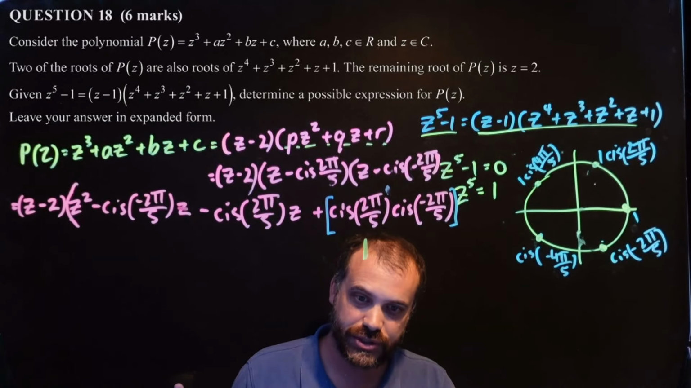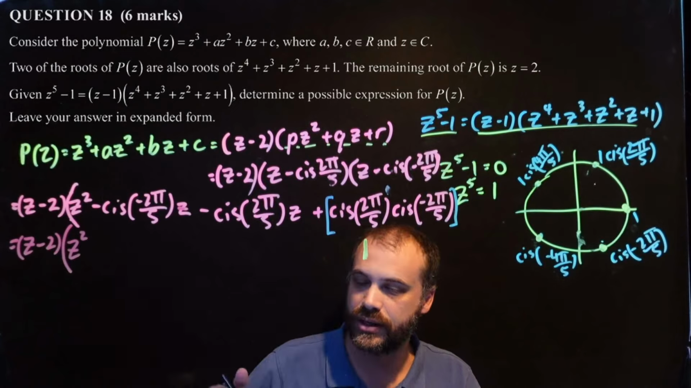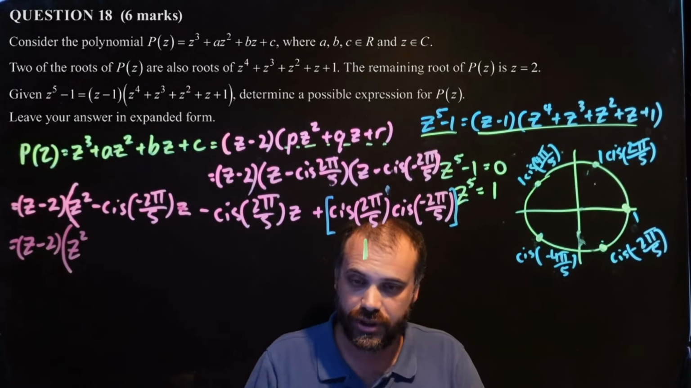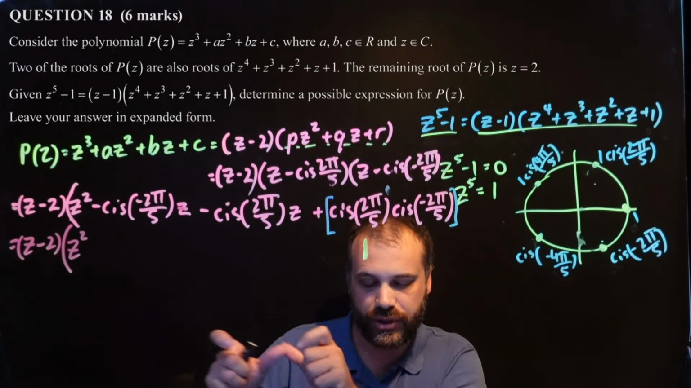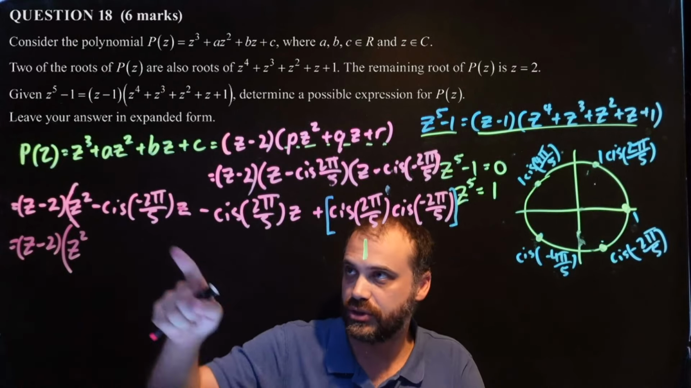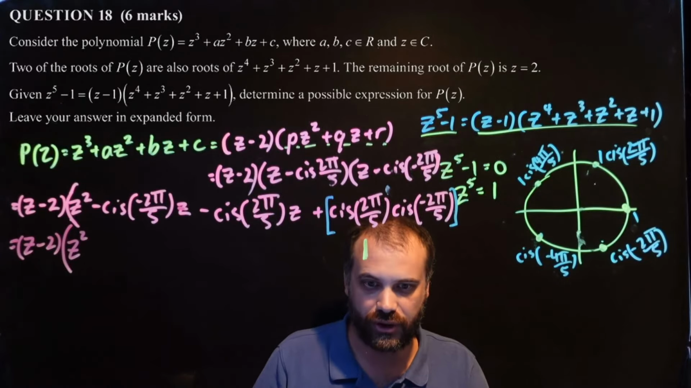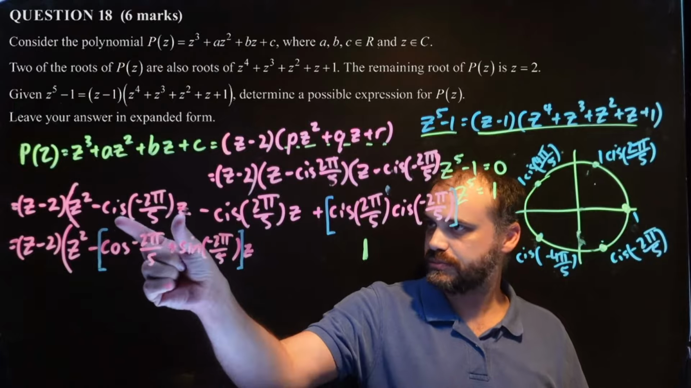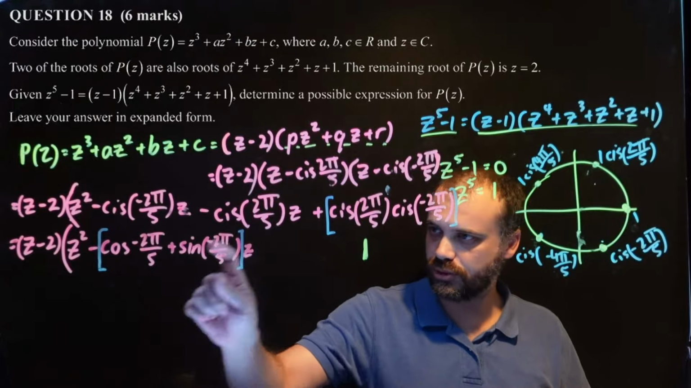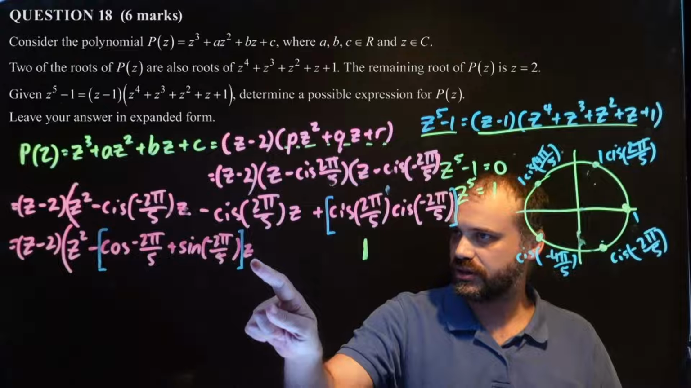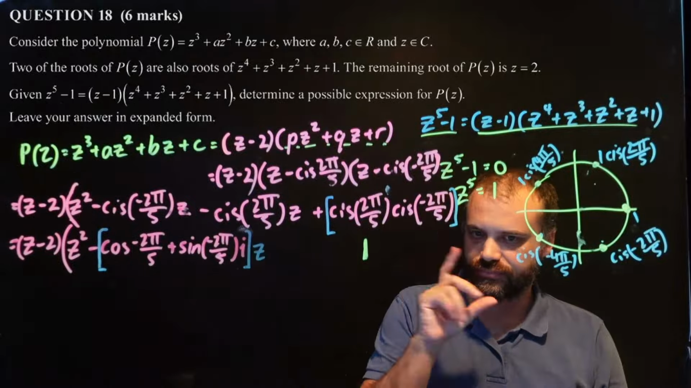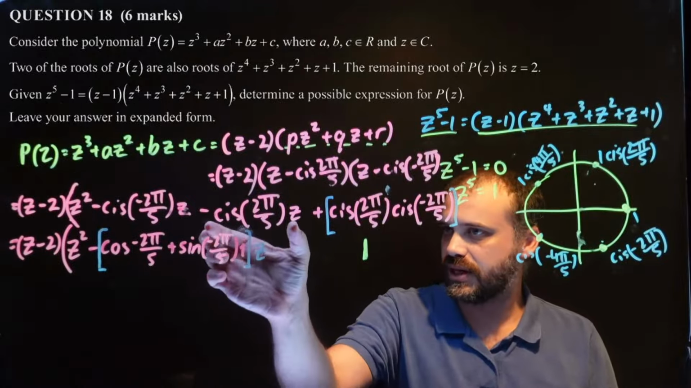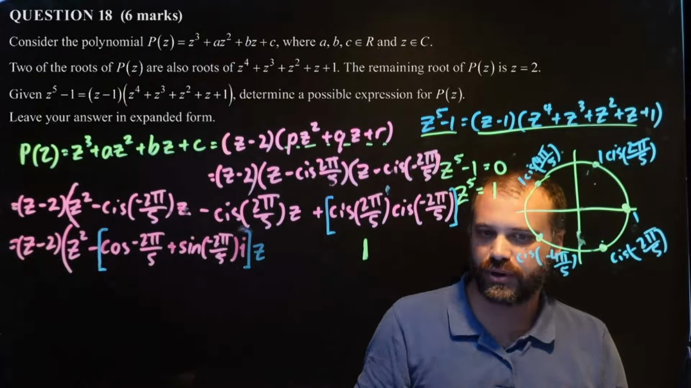We've still got our z minus 2, and we've still got our z squared. But this cis thing, let's break it now into its real component and its imaginary component. So cos of the angle, sine of the angle, i. That is just the expanded form of these little blue brackets in here with our z on the outside. Forgotten an i right there. That's better. And then we're going to do the same again with this piece right here. I'll have to move my 1 over.